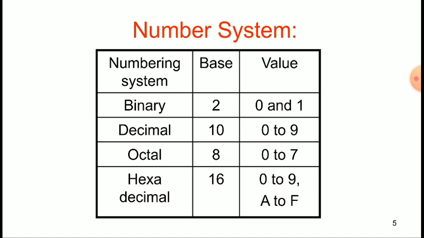And last is the hexadecimal number system. Base is 16, so 0 to 9, that means 10 numbers, and A to F, that means 6 numbers. So that is the number systems: binary, decimal, octal, and hexadecimal number system.